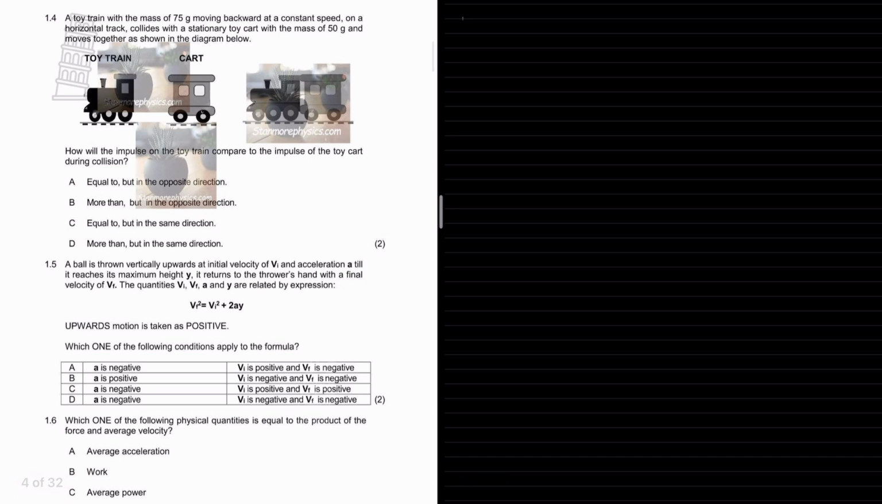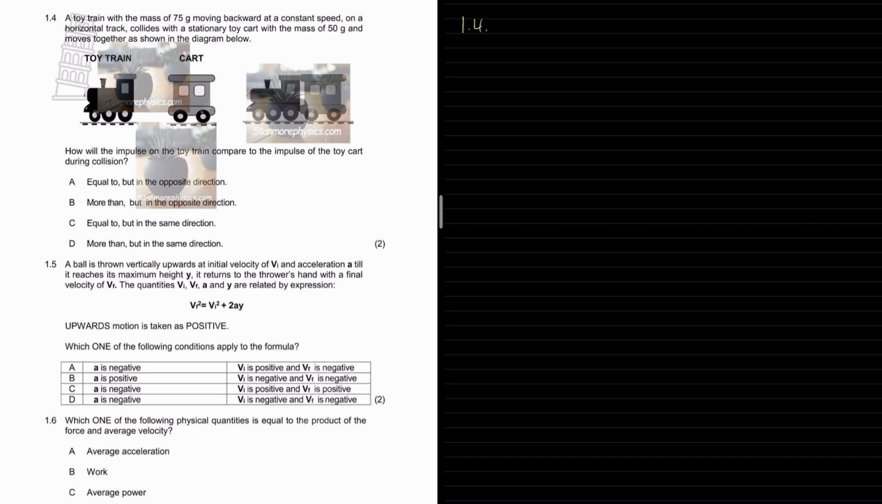Let's take a look at question 1.4. A toy train with a mass of 75 grams is moving backward at a constant speed on a horizontal track, collides with a stationary toy cart with a mass of 50 grams and moves together as shown in the diagram below. How will the impulse on the toy train compare to the impulse on the toy cart during collision?